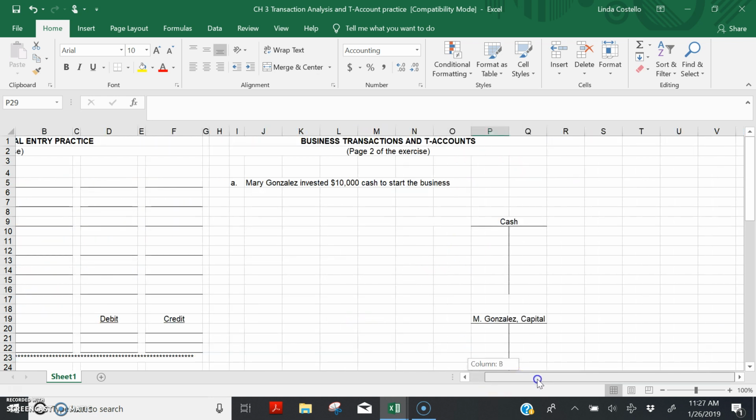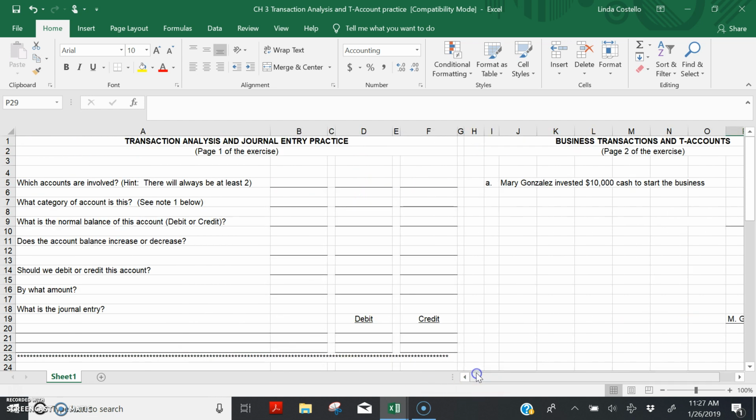Mary Gonzalez invested $10,000 cash to start the business. What 2 accounts are involved? Well, the business received $10,000 in cash, and before this business transaction, there was no capital recorded on the books. So the 2 accounts involved are cash and M. Gonzalez capital.